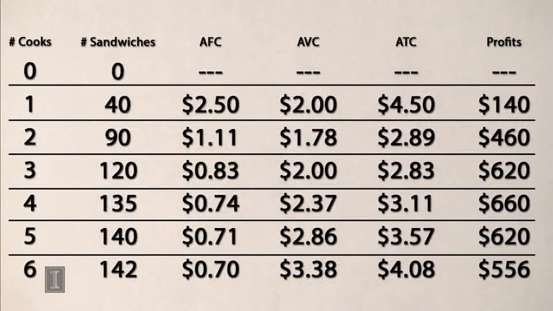So when you have one cook, 40 units, you make a profit of $140. When you have two cooks, you produce 90 sandwiches, you have $460. When you have three cooks, you make 120 sandwiches, you have $620. Four cooks, $660. Five cooks, $620. And when you have six cooks in the kitchen, you produce 142 sandwiches, and your profits are $556, which again is the situation that I just gave you in the question, right?